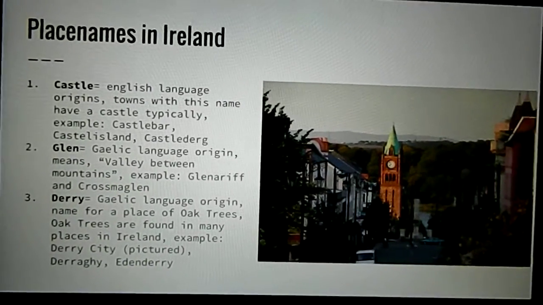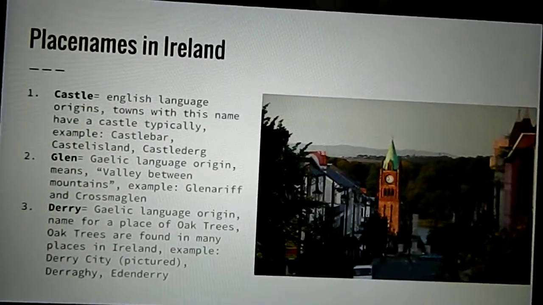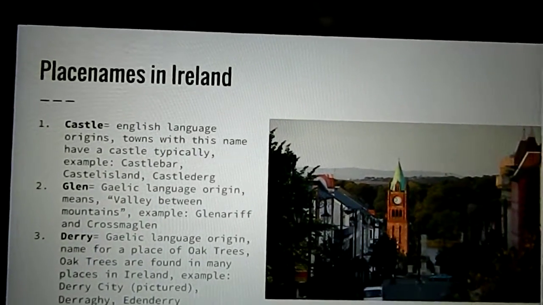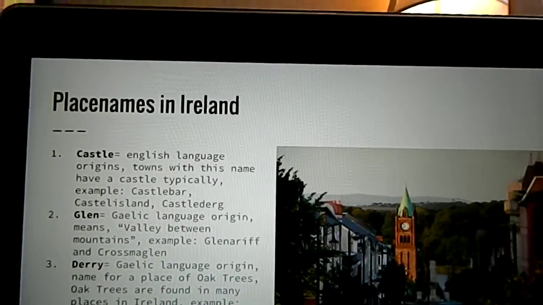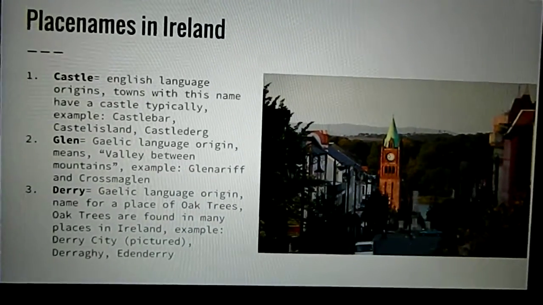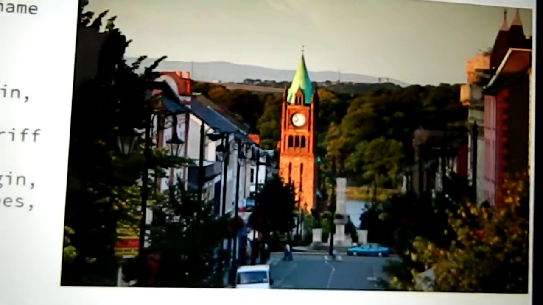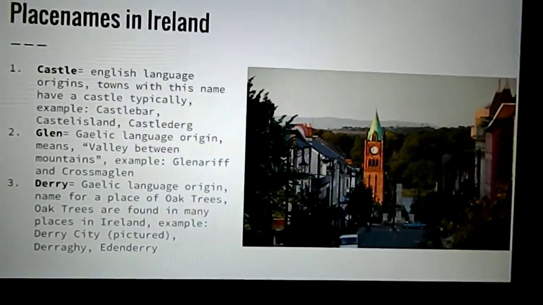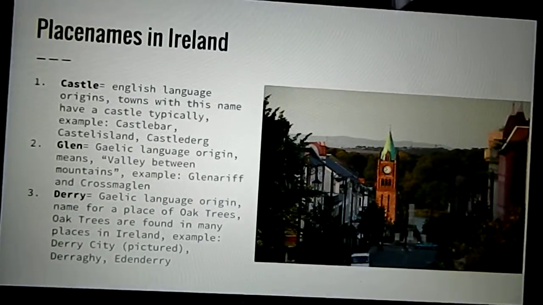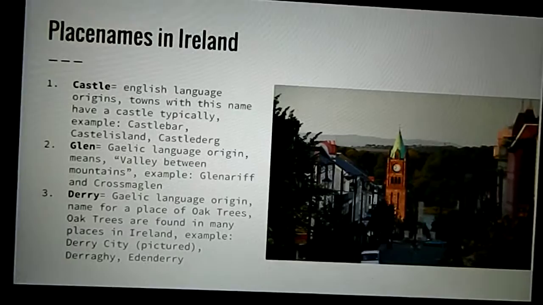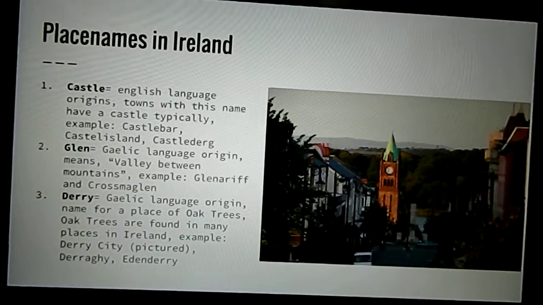And last but not least, Derry. It is of Gaelic language origin as well, and it is a name for a place of oak trees. And oak trees are found in many places in Ireland. As you can see in this picture right here, this is Derry City, and you can see all of those trees that are in that picture. There are so many oak trees, and that's one of the reasons why it got that name. So an example is Derry City, as you see in the picture, Derrygee and Inderry.